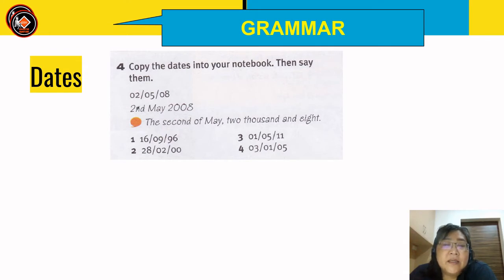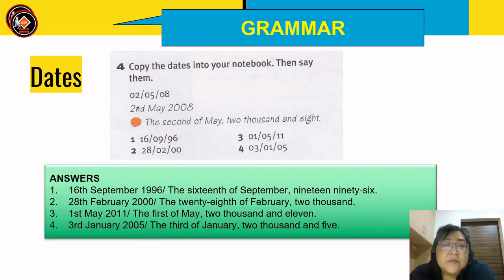You have 16/9/96. And then the second one, 28/2/00. And then you have number 3, 1/5/11. And the fourth, you have 3/1/05. So the first one is 16 September 1996.